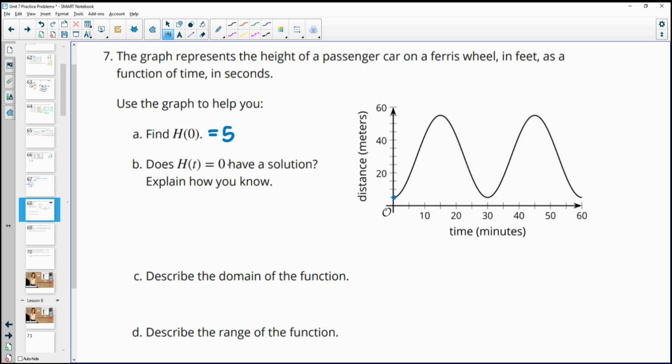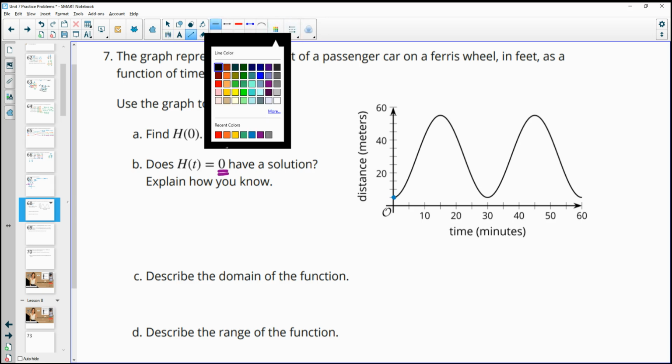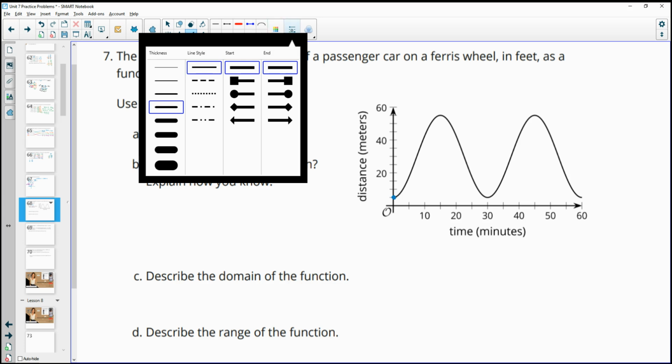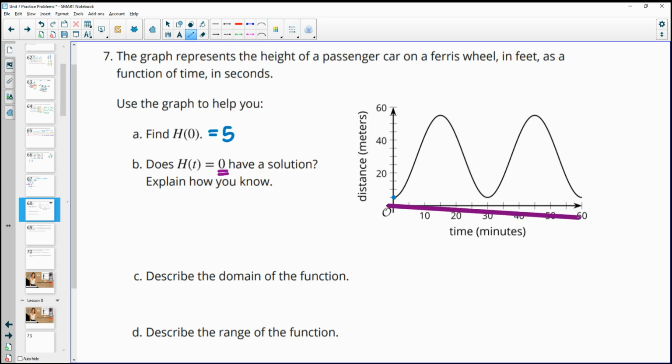Does h of t equals 0 have a solution? Okay, so does the function equal 0 have a solution? And the function equaling 0 is here. Remember, that's talking about the height of the function. Does the height of the function ever equal 0?